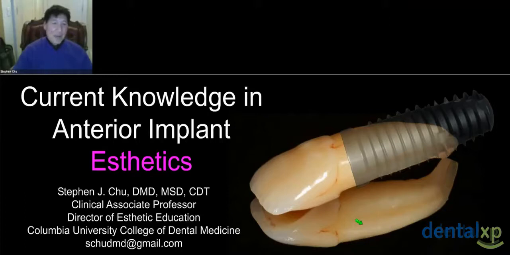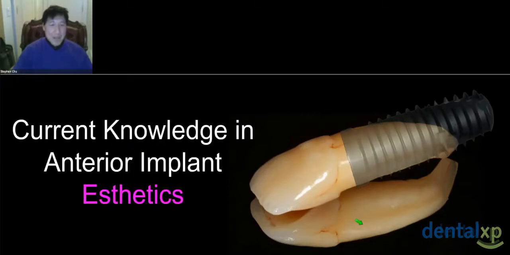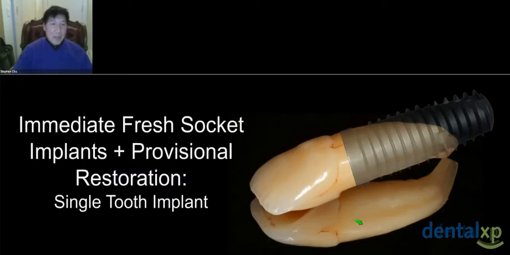I'm here at Dental XP to discuss some current knowledge in anterior implant aesthetics. I'm at Columbia University, where I teach about 40% of the time, and 60% of the time I'm in private practice. So I'd like to discuss some of the most common knowledge associated with anterior implant aesthetics. Specifically, what I'd like to discuss tonight is the relationship of anterior aesthetics as it relates to immediate fresh socket implants with a provisional restoration, focusing on the single tooth anterior implant restoration.